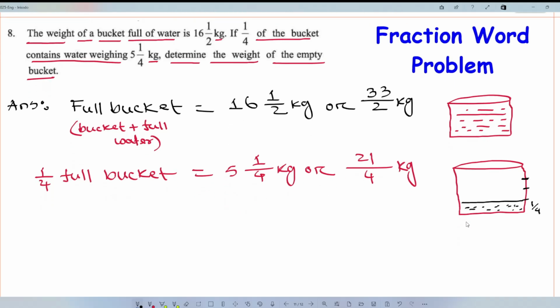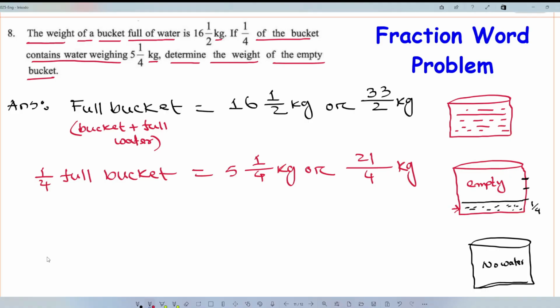Now we have to determine the weight of the empty bucket. It means we have to find the value of weight where there is no water. How can we solve this one? So first, our target to find out, look, we know the weight of 1/4, but this part is an empty part. We also find out the value. So in this case we can write like this.